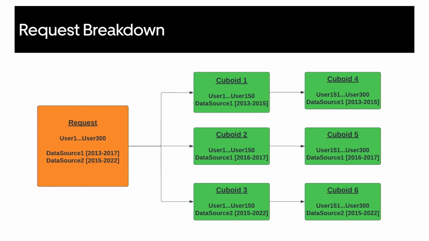Cuboid 1 will cover users 1 through 150 for the data coming from data source 1, covering years 2013 to 2015. Now, cuboid 2 basically covers the same users, same data source, but a different time range, covering 2016 and 2017 in this case. Essentially, we'll be running each one of these operations independently. And then once they've all completed successfully, our orchestrator can reconstruct the original request and then compose the outputs.